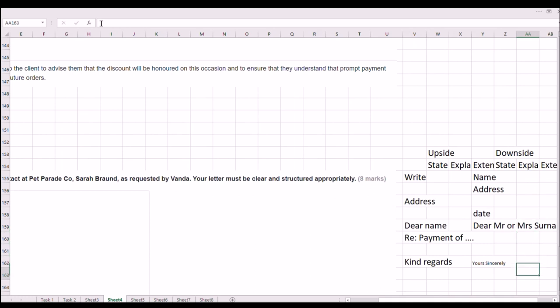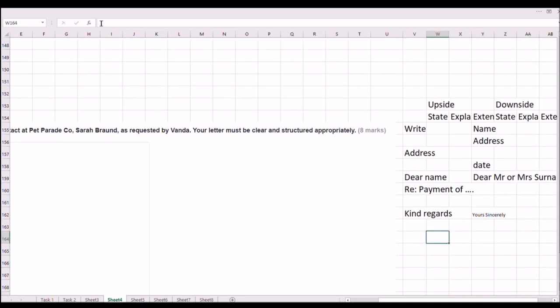Now I'm into state, explain, and whatever. So state: you deducted the discount. Now, we do not offer that, and we did not build that into the price. I think that's interesting. Let's extend it. Why? What's the issue here? Well, we did not build it into the price, and it's not our standard practice.